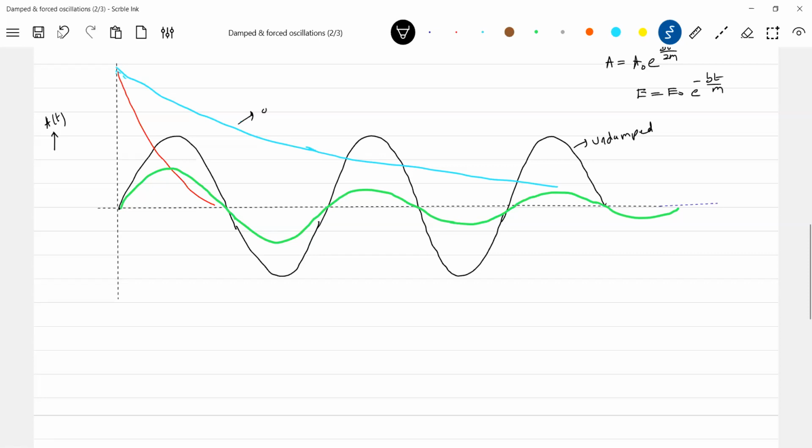Okay, this will be overdamped, critically damped. This is underdamped.